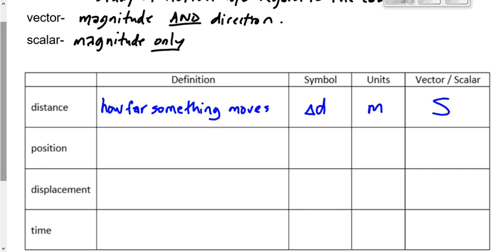Let's define a couple more and take a quick little break. What's position? Yeah, where something is, relative to something. Yeah, good, good. Where something is, but let's say it's grade 11. Grade 11 dance, okay, at school. I know you guys don't go to the dances.